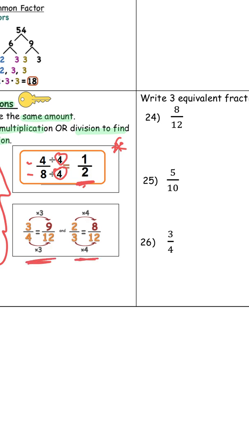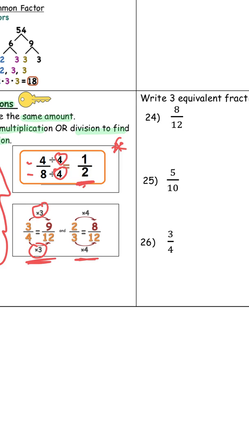Finding equivalent fractions. Notice 3/4. You're multiplying by 3/3. So whatever you do to the top, 3 times 3 is 9, you have to do to the bottom. You're multiplying by 3 again. 4 times 3 is 12. And then the next example, you're multiplying by 4/4.